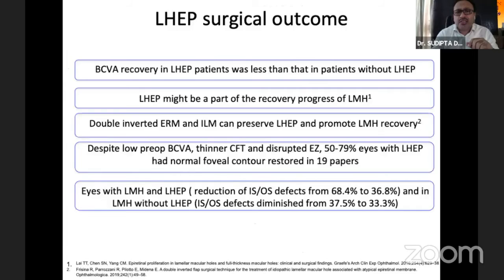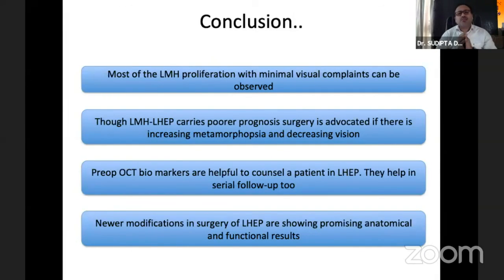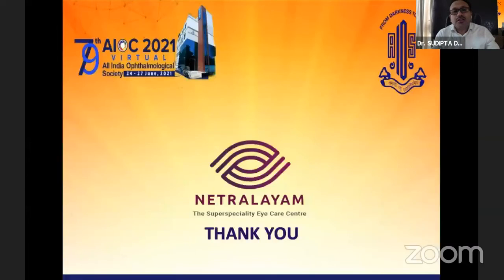This is a meta-analysis of surgical outcomes; I'll go into the conclusion. Most LMH proliferation with minimal visual complaints can be observed. Though LHEP carries a poor prognosis, surgery is advocated if there is increasing metamorphopsia and decreasing vision. Preoperative OCT biomarkers are helpful to counsel a patient with LHEP, and they help in serial follow-up too. Newer modifications in surgery of LHEP, as shown in the video, are showing promising anatomical and functional results. Thank you so much.